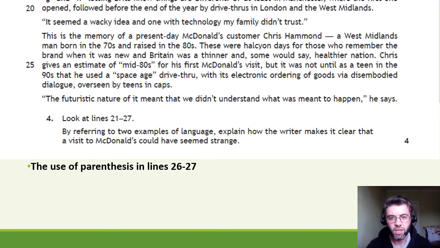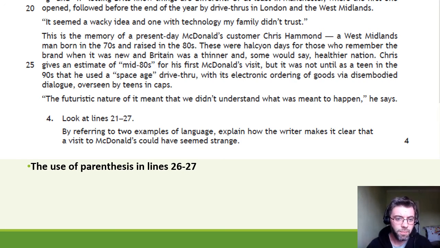So that's the part from where it says, with its electronic ordering of goods via disembodied dialogue. That's parenthesis, which is an additional bit put into a sentence with more information. The easiest way to identify parenthesis tends to be where an author has used brackets in order to do it. And you can use dashes as well, and they're quite visually obvious, but actually if commas are being used in the same way, so if they're being used like brackets would to add something extra into a sentence that could be taken out and the sentence still makes sense, then that counts as parenthesis as well. So that's the structural device that's been used.